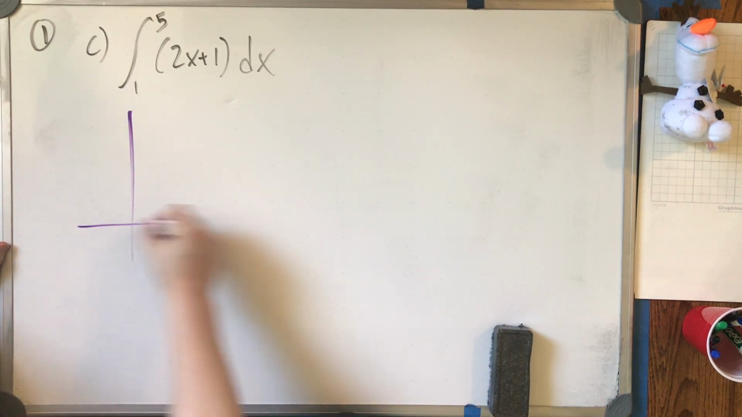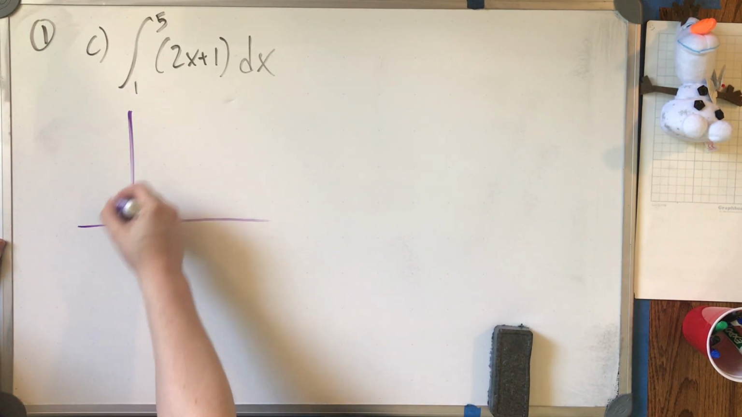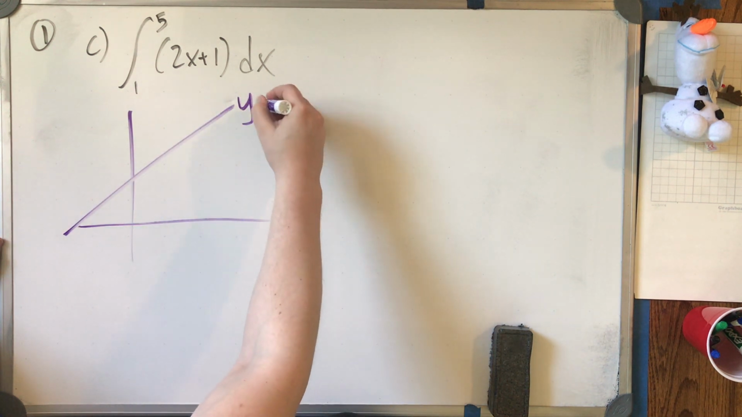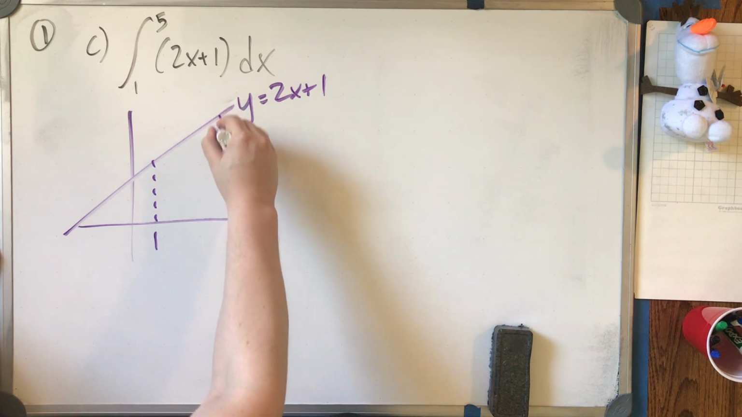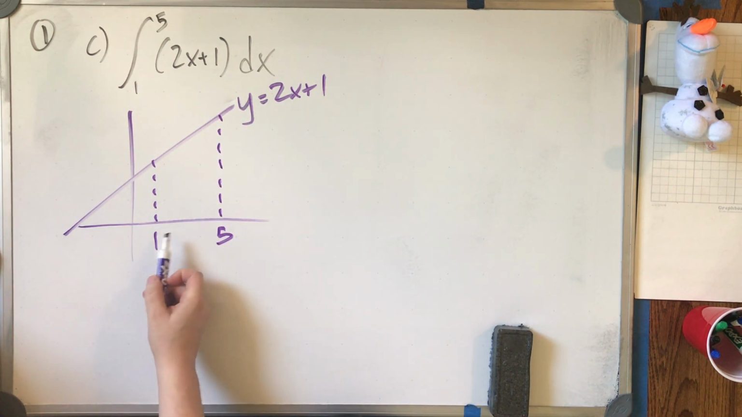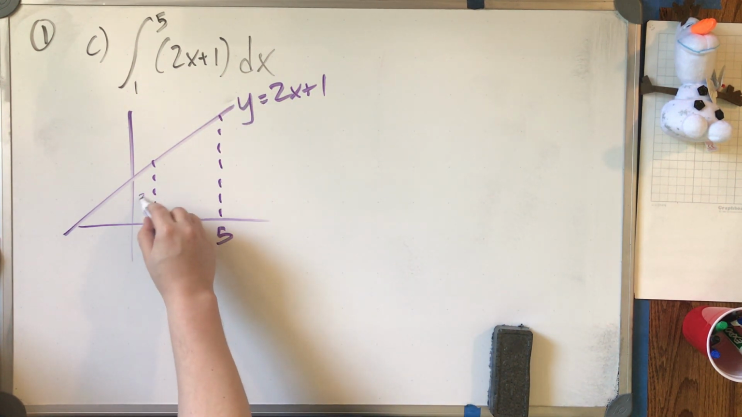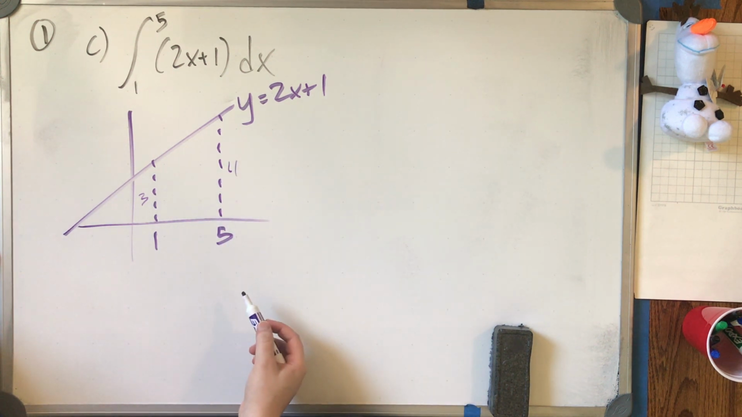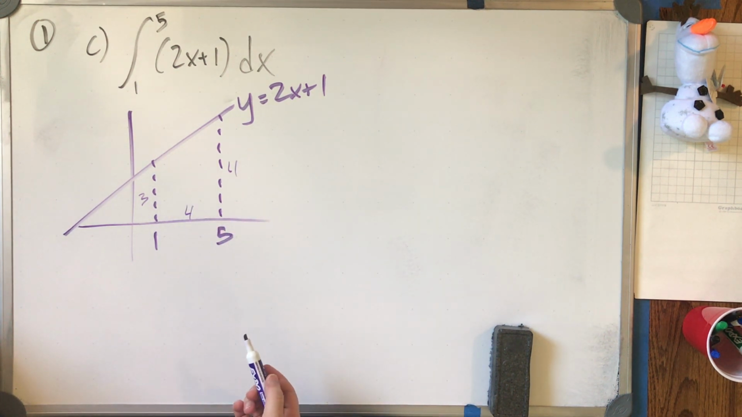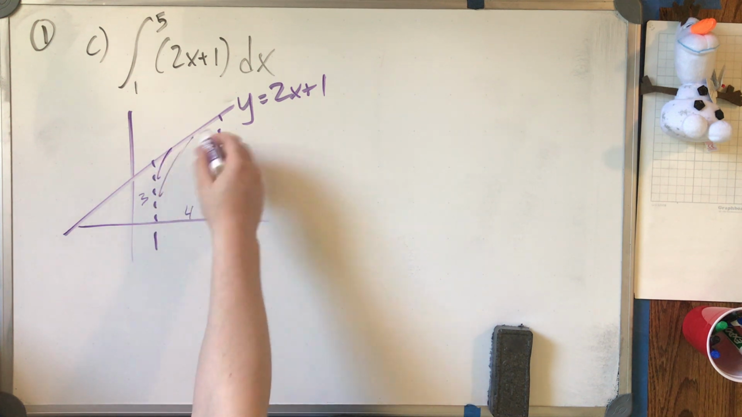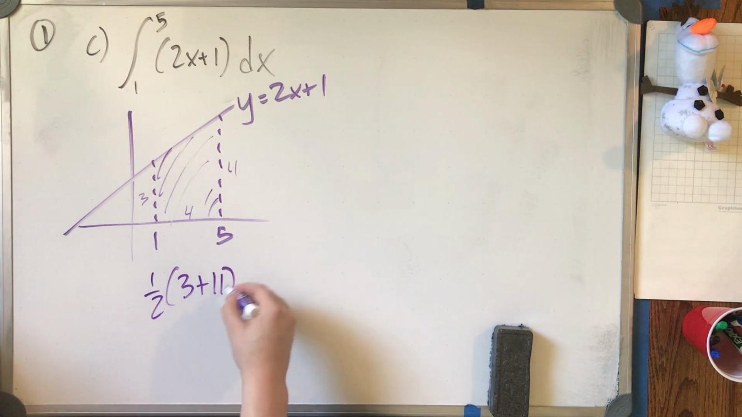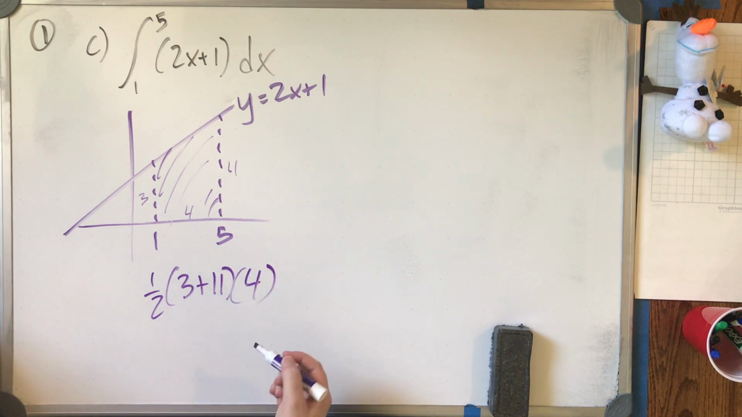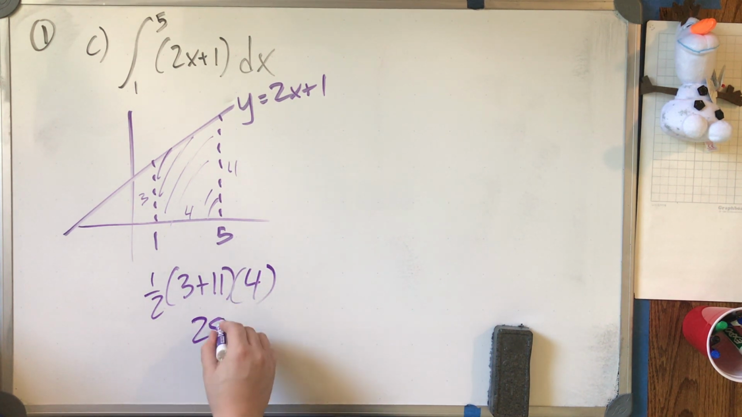For C, when we graph this, we're going to end up with a trapezoid shape, I believe. Looking at this from 1 to 5, so I'm just going to evaluate this at 1. That's going to give me 3, and at 5 I'm going to get 11, and this distance right there is 4. So this is a trapezoid that I'm trying to find. So that's 1/2 base 1 plus base 2 times the height, so times 4. And that's going to give me 28 units squared.